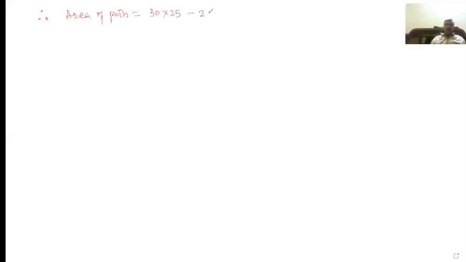30 into 25 कितना हो गया बेटा? 750 minus 25 into 20, that is 500. Now subtract them. You will get answer 250 square meter is the area of the path.